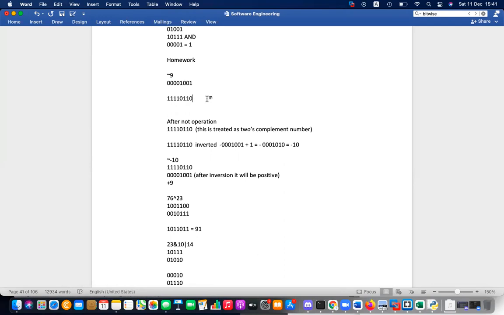this will be seen as a 2's complement number. Senali, how can we convert a 2's complement number to a normal sign and magnitude number? How can we convert 2's complement to sign and magnitude? Senali? First, we have to convert to the first complement, yeah, and we have to add 1 to the last digit.